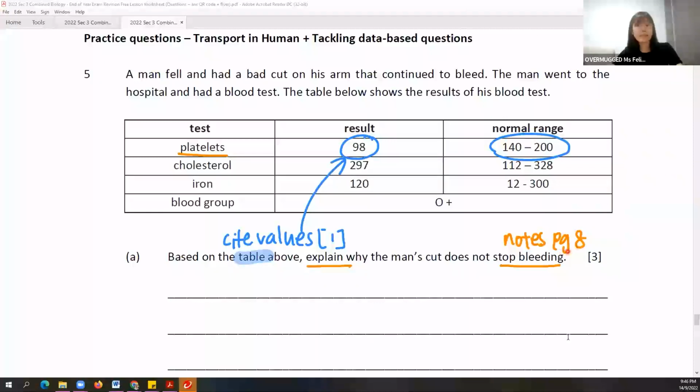Done writing down the hint? I'm moving on in 3 seconds. 3, 2, 1. Okay, moving on.